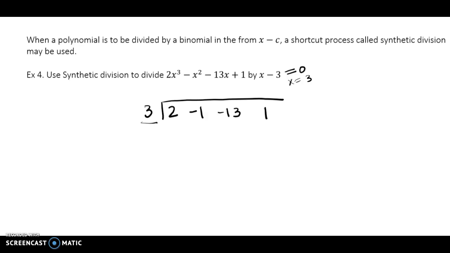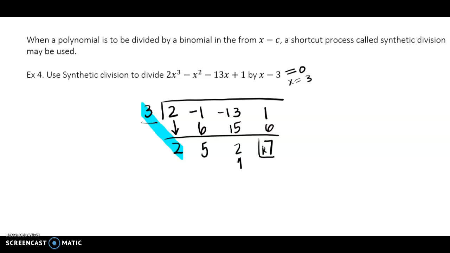All right, and then what you do is you bring down the 2, and then you multiply across. So 3 times 2, that would give you 6. And then you add down. So negative 1 plus 6 is 5. And then again, diagonally, you're going to multiply. So 3 times 5, that would be 15. And then you add down 2. You multiply diagonally. 3 times 2 is 6. And then you add 7. And this last one would always be your remainder.